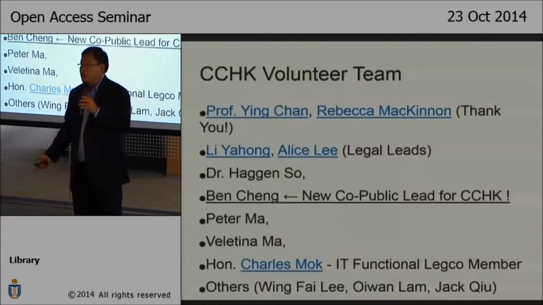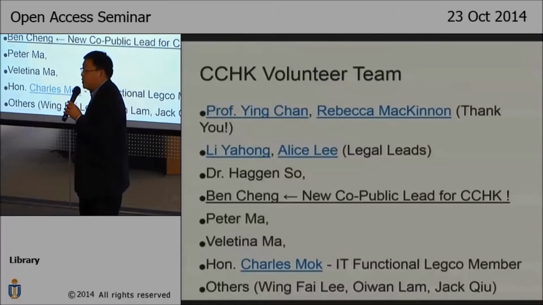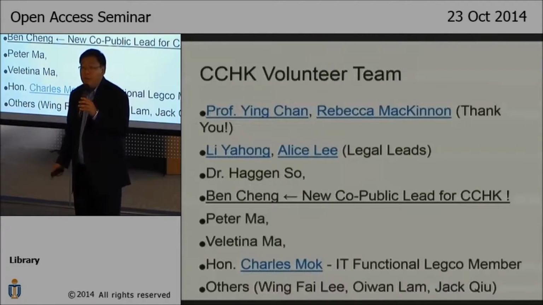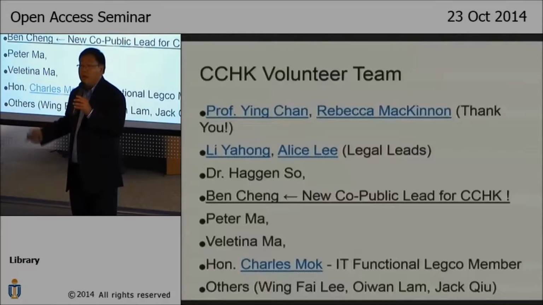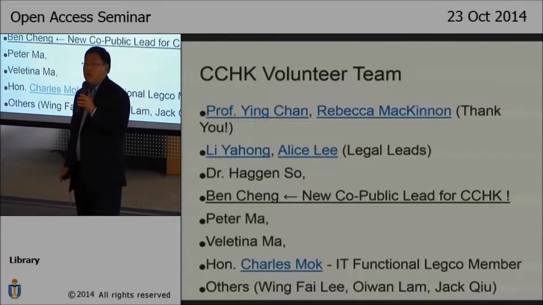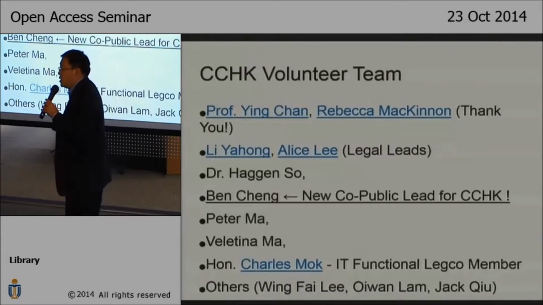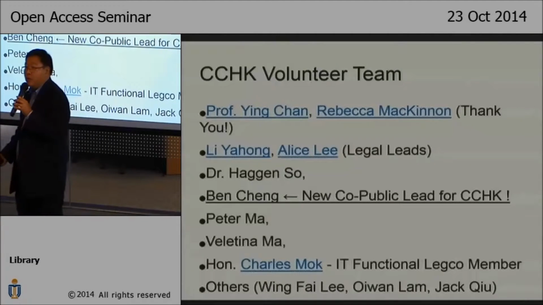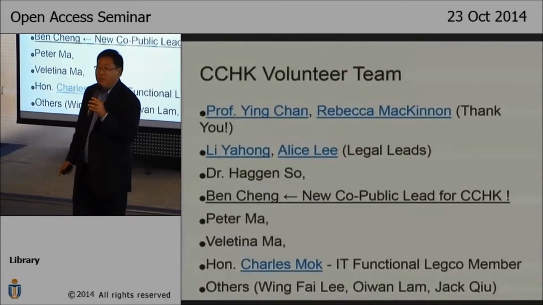Founded by Professor Ying Chan, the head of the Journalism and Media Studies Centre at Hong Kong U, and Rebecca MacKinnon, who is also, again, these are not lawyers, they were actually media reporters. Rebecca MacKinnon founded Global Voices. She was also a CNN anchor in Tokyo, and she wrote the book Consent of the Networked. We had 2 legal leads, specialists in copyright at Hong Kong U, who did this all again on their own time, Li Ya Hong and Alice Lee. The law department didn't want to touch this stuff because it's too controversial, too hot.